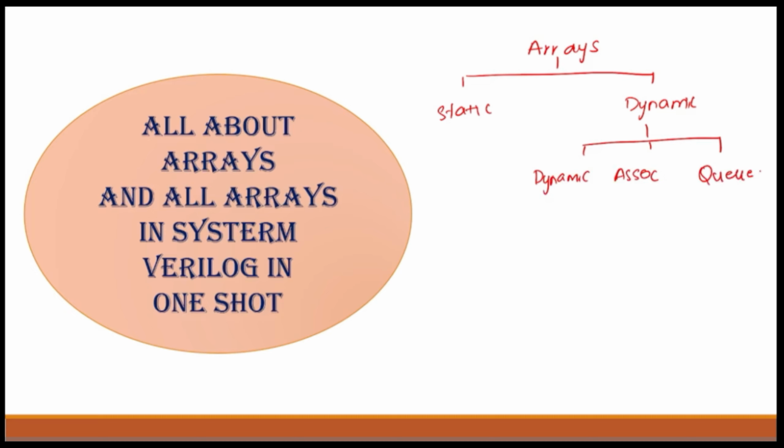queues. We have discussed in detail how these arrays are categorized, what a static array is, what a dynamic array is and why it is used, what an associative array is, what the methods in an associative array are, what queues are, and why queues are more important and easier to deal with when compared to an associative array. All this we have discussed in detail.